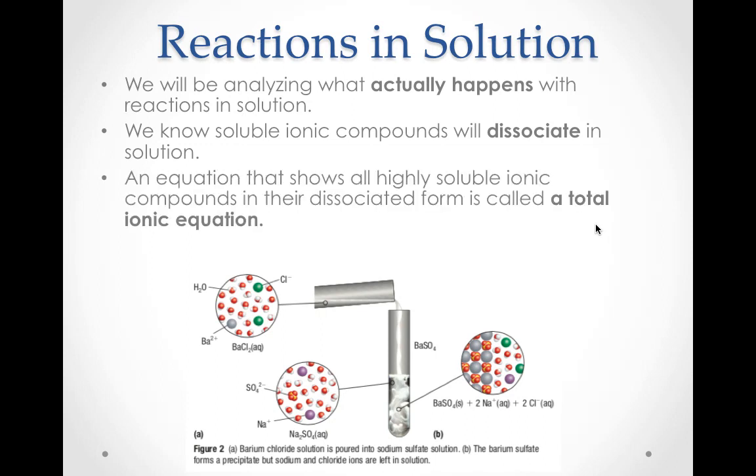Okay, and the first one that we're going to look at is a total ionic equation, which shows all highly soluble ionic compounds in their dissociated form. Okay, and this will give us a better representation of what's actually happening to these reactants and products in solution.